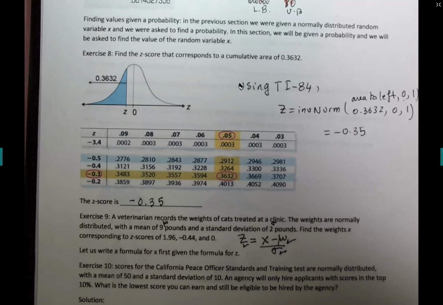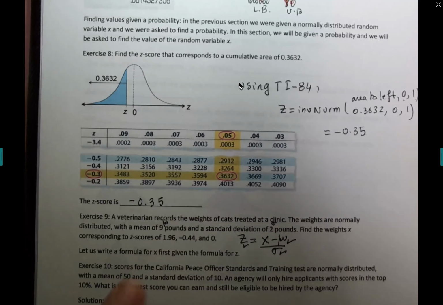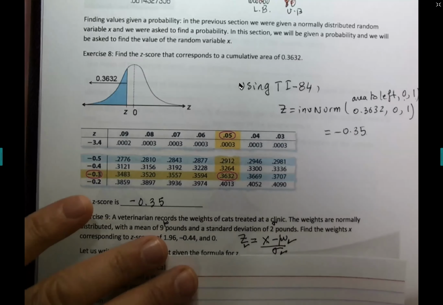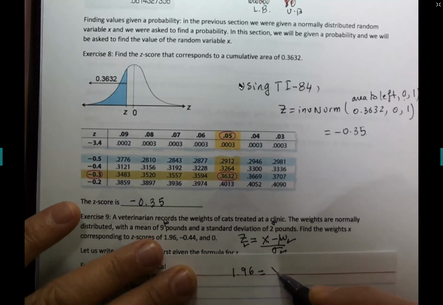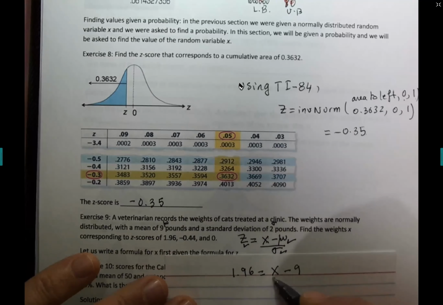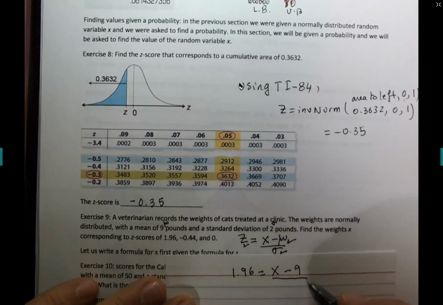I'm going to do a little bit of algebra here, guys, to show you how to find x, and I'm going to give you a formula for x. Okay. So let's say the first z is 1.96. Let me put 1.96 there. Equals x, I don't know. He wants the x value, minus the mean, which is 9, divided by the standard deviation, which is 2.